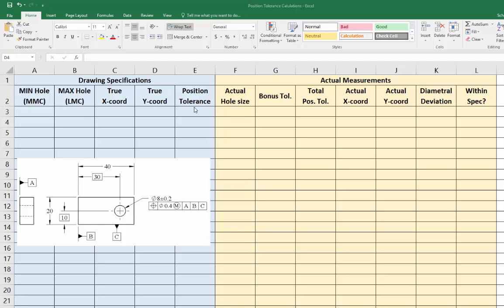as well as the position tolerance called out on the drawing. In this area over here is where we're going to put the actual measurements that could be obtained from a CMM, the actual hole size, and we'll calculate the bonus tolerance, as well as calculate the total position tolerance based on this bonus tolerance. And we can type in the actual x-coordinate and actual y-coordinate provided from the CMM, and then calculate deviation from the true position and determine whether or not the part is within specification.